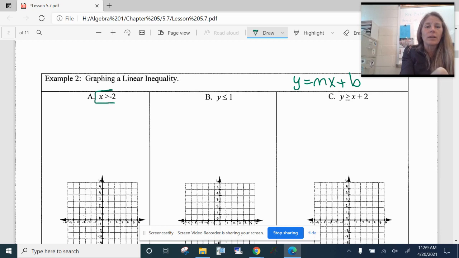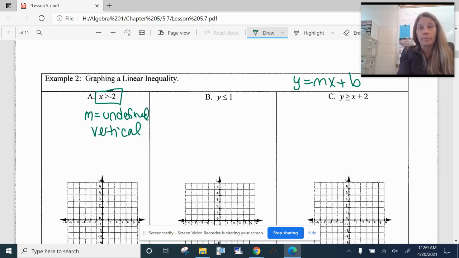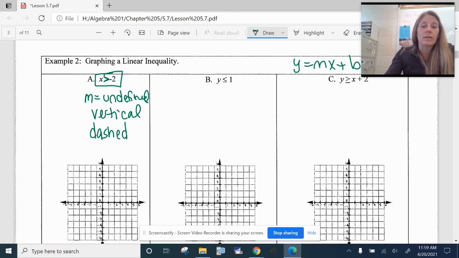So if we just have an inequality without the second variable, in this case, we just have the x. This is just an x because our slope is undefined, which means we have a vertical line here. However, it is still going to be a dashed line because of the inequality sign that's here. There's no equal to on it. And x is greater, so I'll show you what that looks like in a second. So we're going to do a vertical dashed line through the point of -2 on the x-axis.